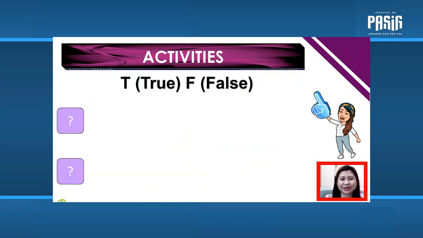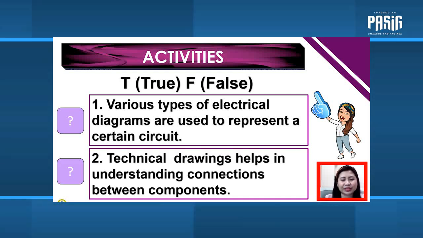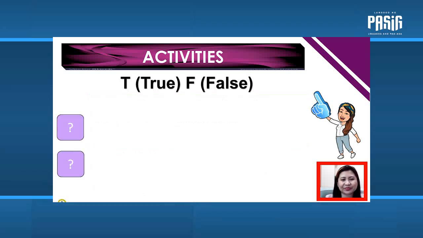Let's have a drill or practice about your knowledge on different types of diagrams. For our first activity, I want you to identify the following statements as true or false. Number 1. Various types of electrical diagrams are used to represent a certain circuit. Number 2. Technical drawings help in understanding connections between components. Answers: 1. True. 2. True.